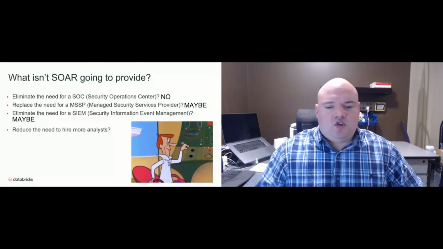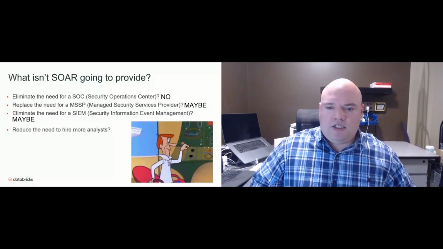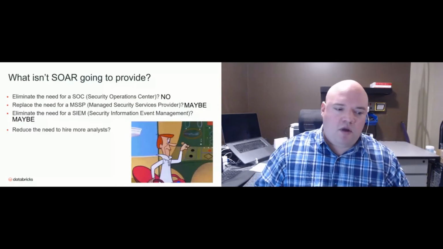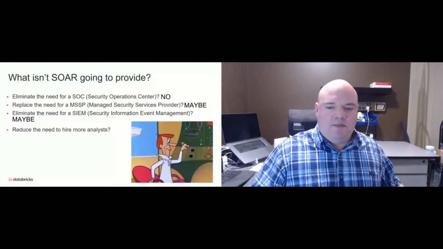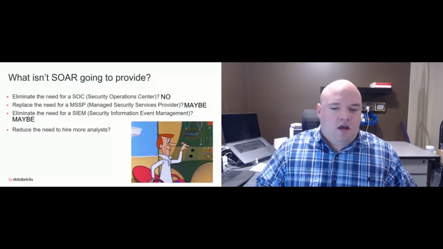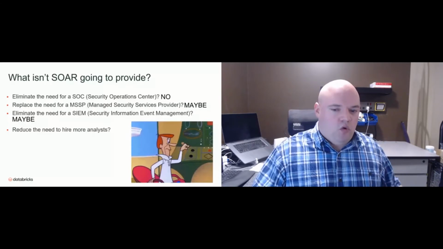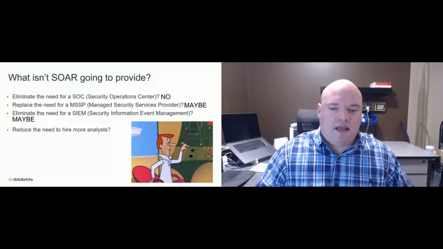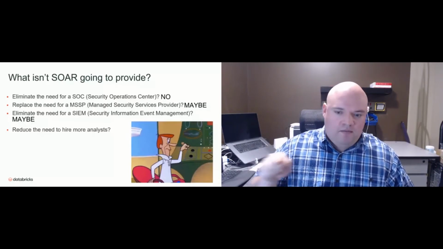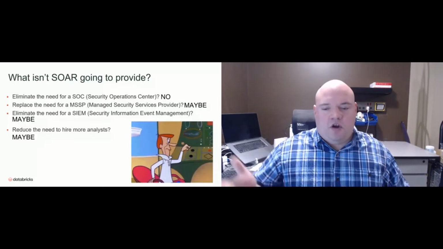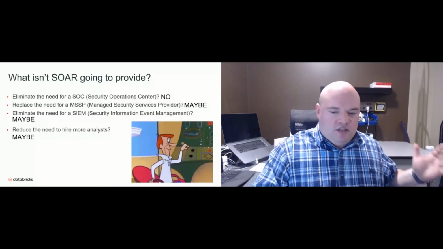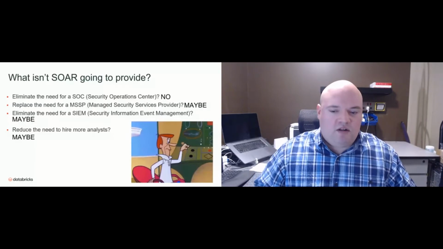And lastly, your SOAR isn't really a staff augmentation platform. So is it going to reduce the need for you to hire more analysts? Well, again, that's kind of a maybe, right? You can't replace people with SOAR unless the tasks that you have those people doing are the equivalent of George Jetson pushing the button, right? If you don't know what I'm talking about here, then that just means that I'm much, much older than you. But in the Jetsons, his job was to just push a button every single day.